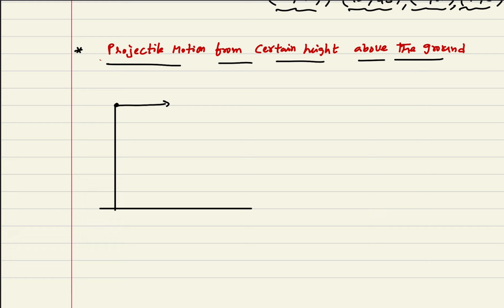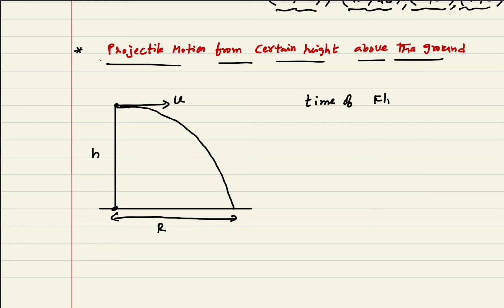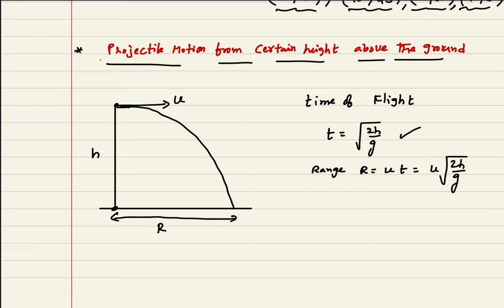First case, I am projecting like this with velocity u, projected from height h. If any body is projected horizontally like this, we can say it is reaching the ground. Now the range, whatever range is there, that is R. What time will be there? The time of flight, or time to reach from height to the ground, t can be written as root over 2h divided by g. That is the time of flight. And the range R is equal to horizontal velocity u into time taken t, that is u into root over 2h divided by g.